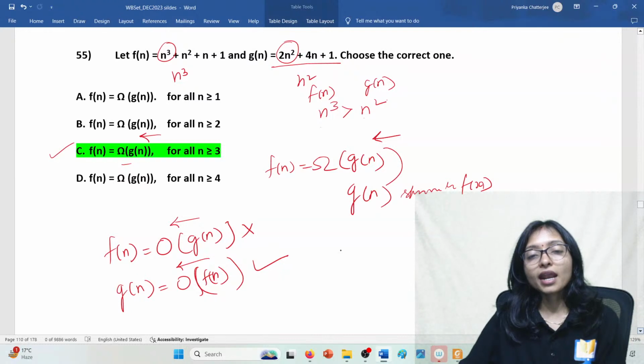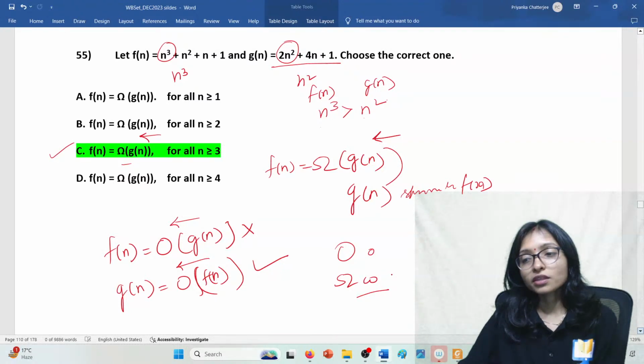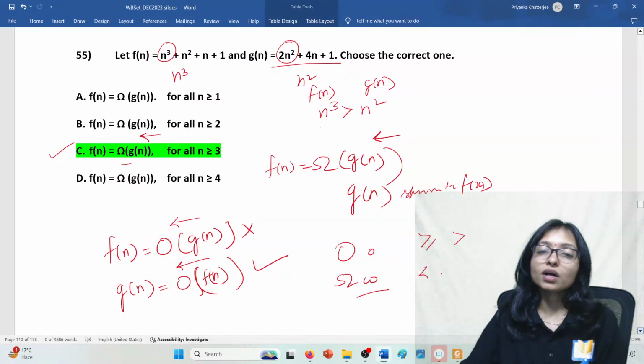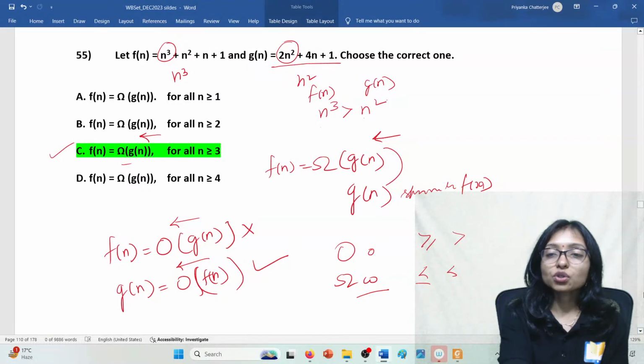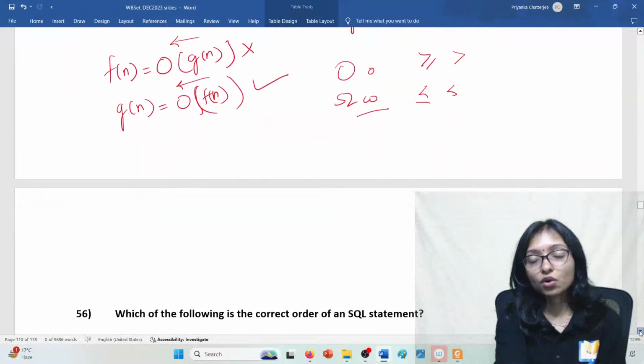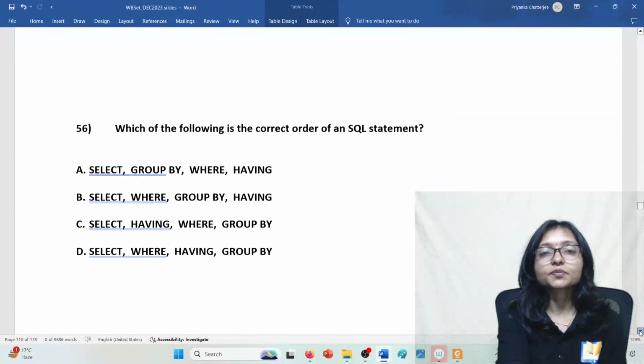Here actually there is a difference between big O and small o, and big omega and small omega also. The difference is that one is greater or equal to and another is only greater, and one is less or equal to and another is only less. You have to remember that difference also: big O, small o, big omega, small omega.